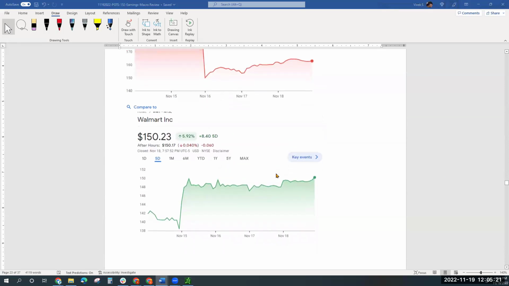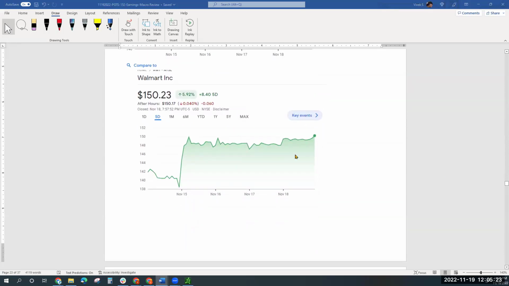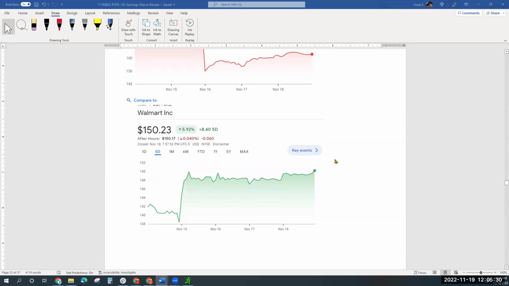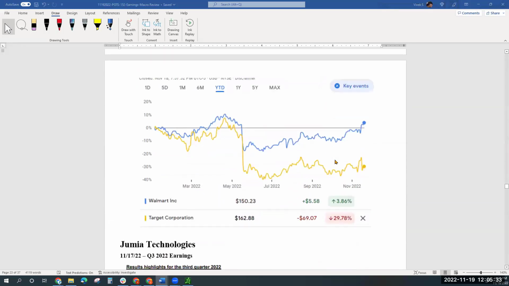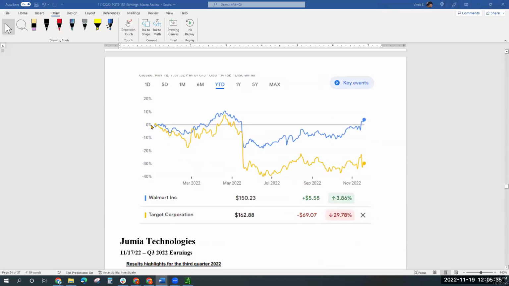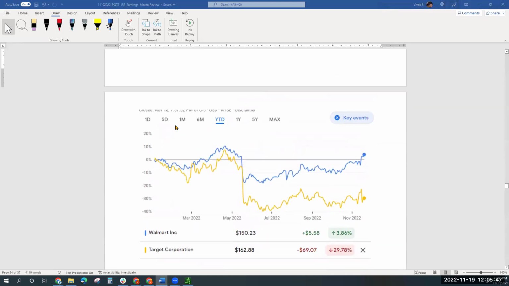I don't hold any of these in my portfolio. I used to hold Walmart, but I think in a covered call, it got sold at, I don't know when. And over this whole year, not just this earnings, Target is down 30%. Walmart is barely keeping its head above water. So that's on Walmart and Target, or Target, as some people would like to say.